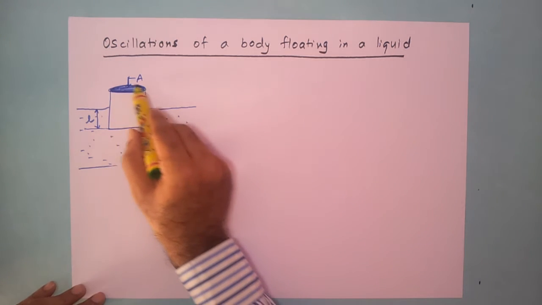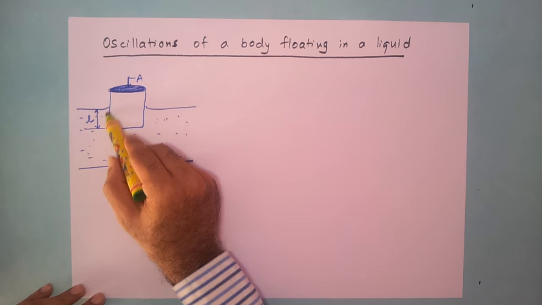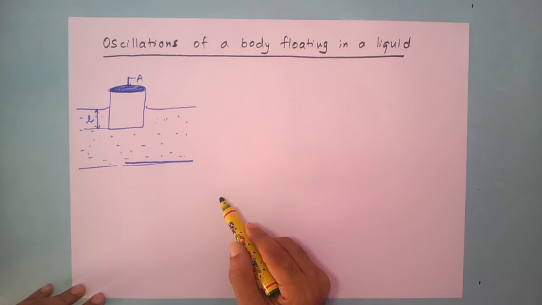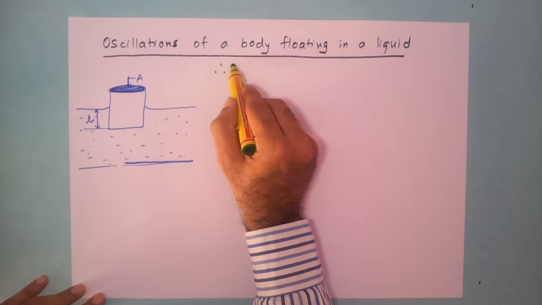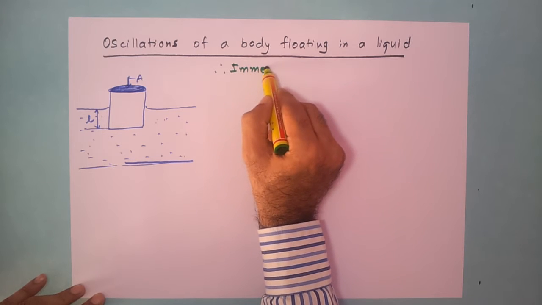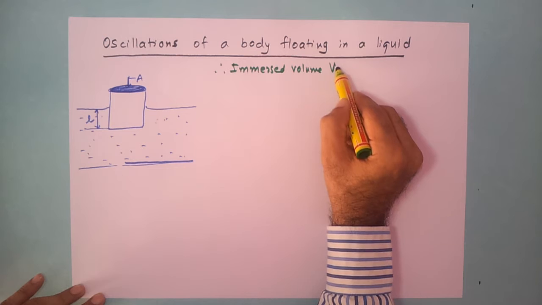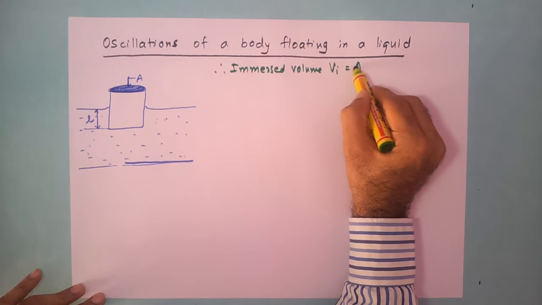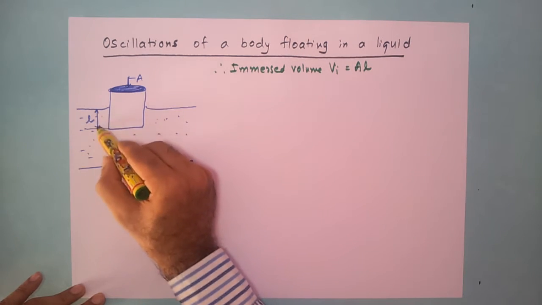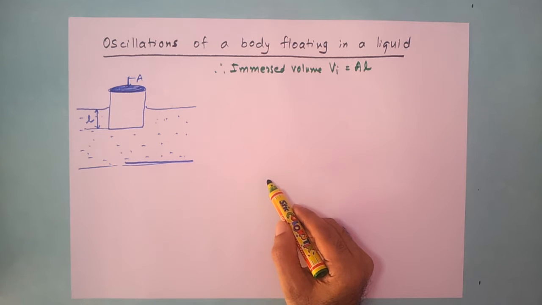It has a cross-sectional area A and the length immersed inside is L. Therefore, the immersed volume of the object, which we can denote by Vi, is equal to AL, the cross-sectional area into the length L, which is immersed there inside.